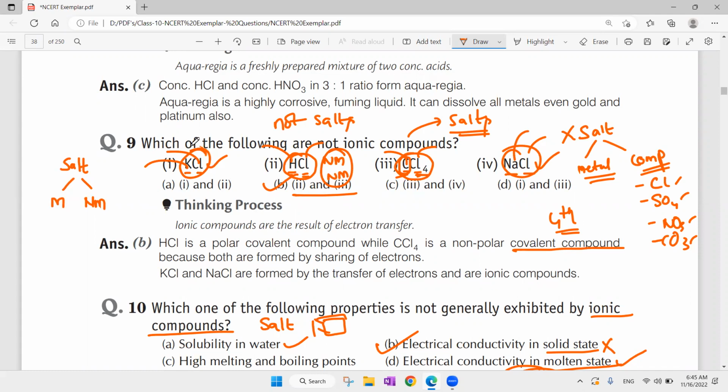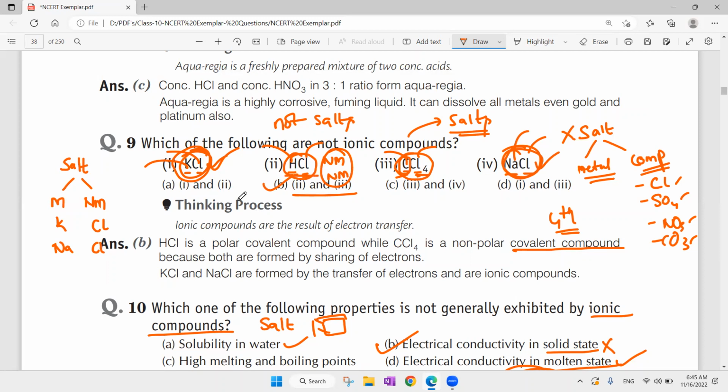Now if you can observe, first one is KCl. K is metal, Cl is non-metal. So obviously it is an ionic compound. If you can observe the fourth option, it is NaCl. Na is metal, Cl is non-metal. Obviously this fourth one is also an ionic compound.